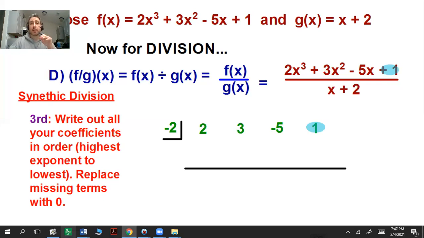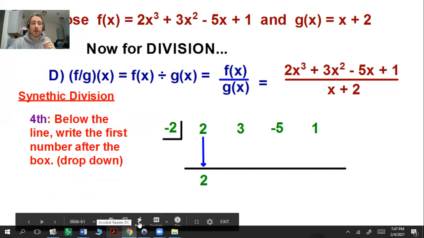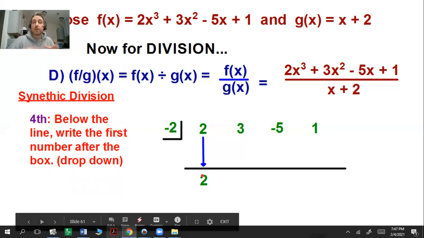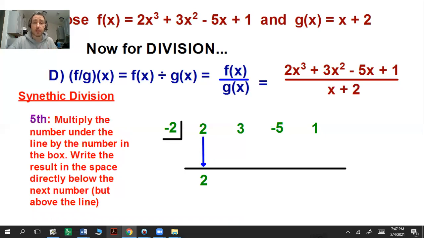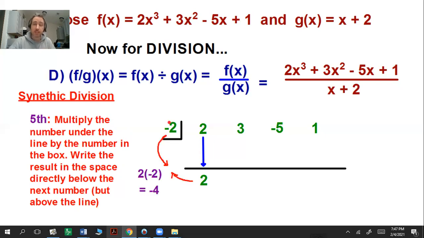Now, next thing is you're going to drop down that first number. So whatever that first number is here, that 2, we're going to drop that down and bring it below the line. That part's super important, okay? From there, you're going to have a sequence of steps that are going to get repeated back and forth. That first step is you're going to take that number down there that you just dropped. You're going to multiply it by the number in the box. 2 times -2. In this case, it gives you -4.